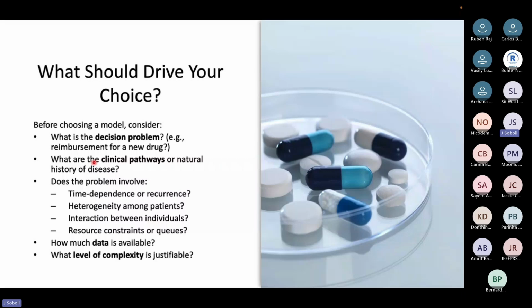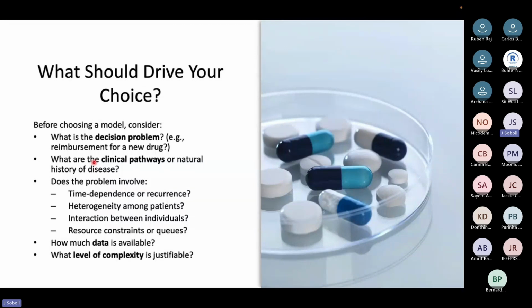So things to ask yourself is, does the problem involve time dependence or recurrence of disease outcomes? So for example, is there a time dependence on developing a certain chronic complication? Or as time progresses, is there an increasing risk for developing the complication? And it's important to think about what trade-offs you make in terms of the complexity versus how you can communicate how you've modeled or structured that.